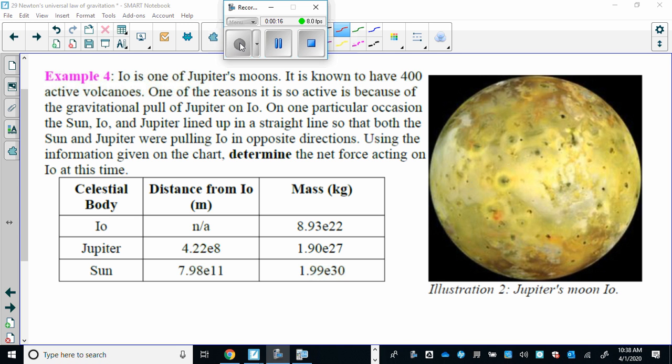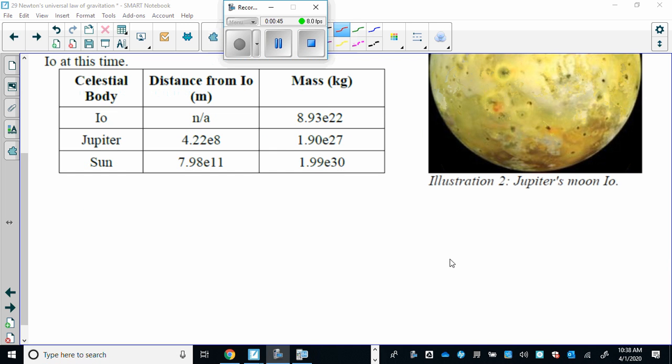Instead of just asking the gravitational force between two objects at a given distance, you can have multiple objects. In this example, we have Io, one of the moons of Jupiter, Jupiter and the Sun. It says, on one particular occasion, the Sun, Io, and Jupiter lined up in a straight line so that both the Sun and Jupiter were pulling Io in opposite directions. Using the information on the chart given, determine the net force acting on Io at this time.